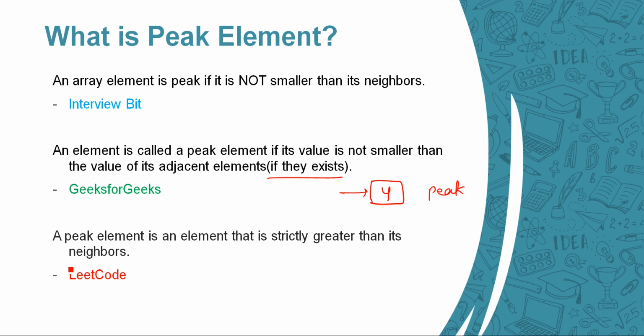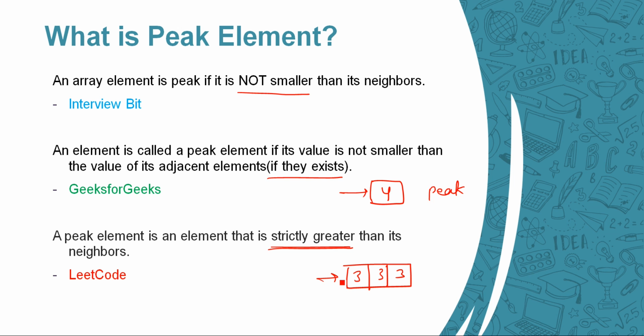Now according to LeetCode, a peak element is an element that is strictly greater than its neighbor. So here we have not smaller and here we have strictly greater. What is the difference between these two? Let's say we have 3, 3 and 3.